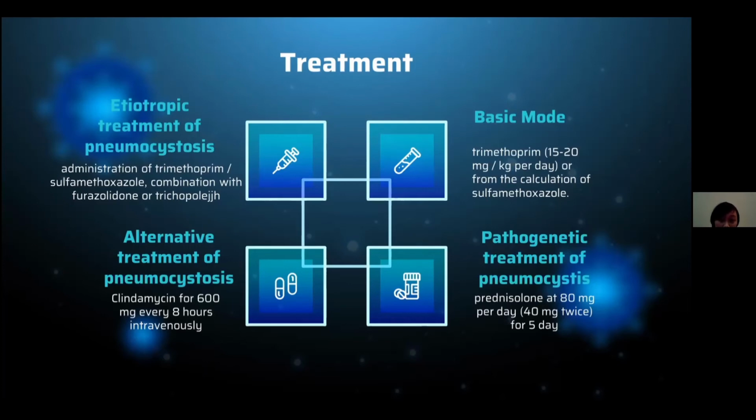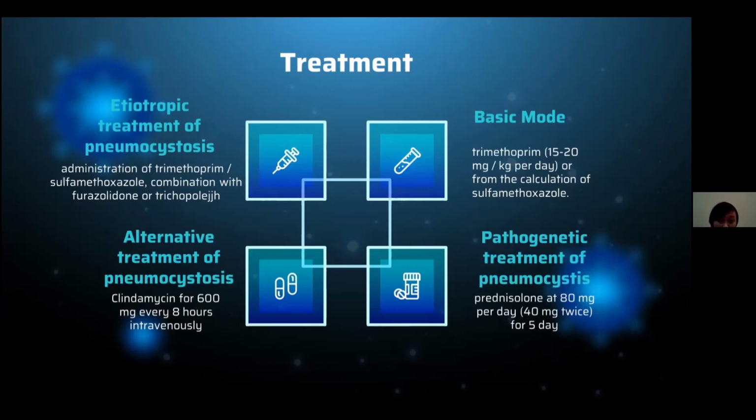The treatment of pneumocystis in AIDS patients must necessarily be combined with pathogenetic and symptomatic treatment, as well as with antiretroviral therapy, which is prescribed in the period of convalescence after pneumocystis pneumonia. And there's a basic mode.